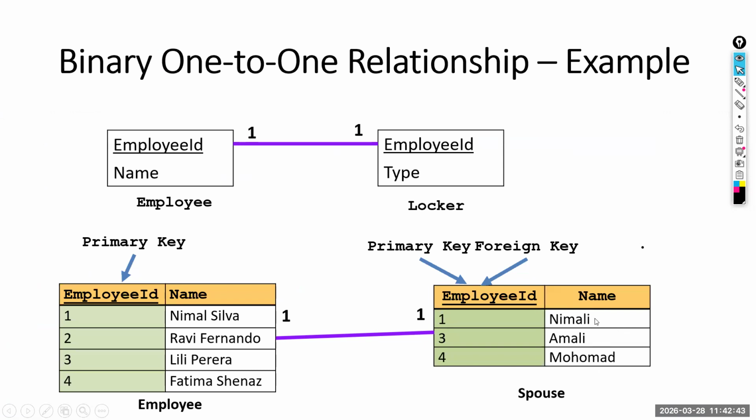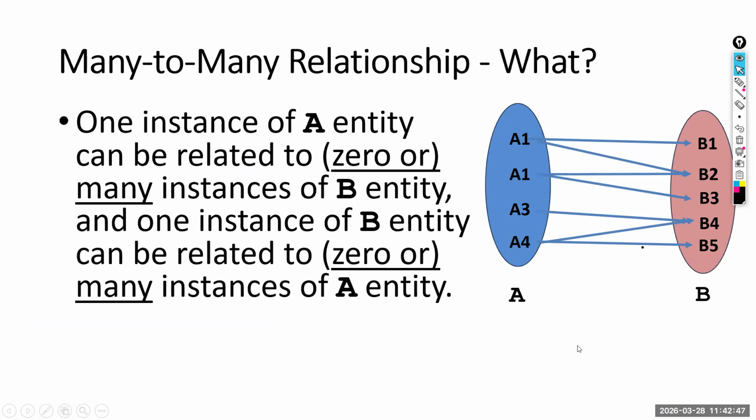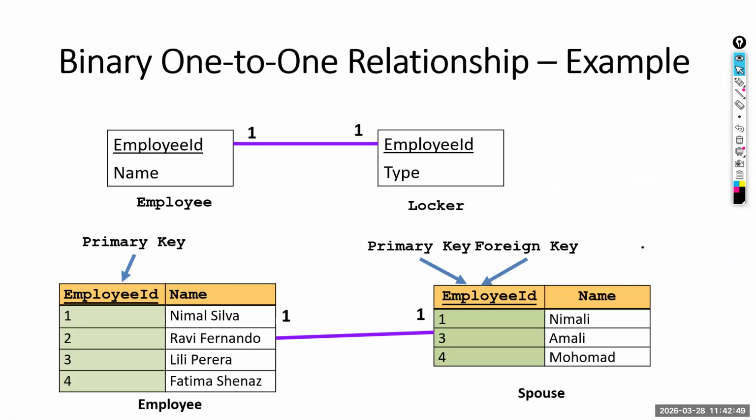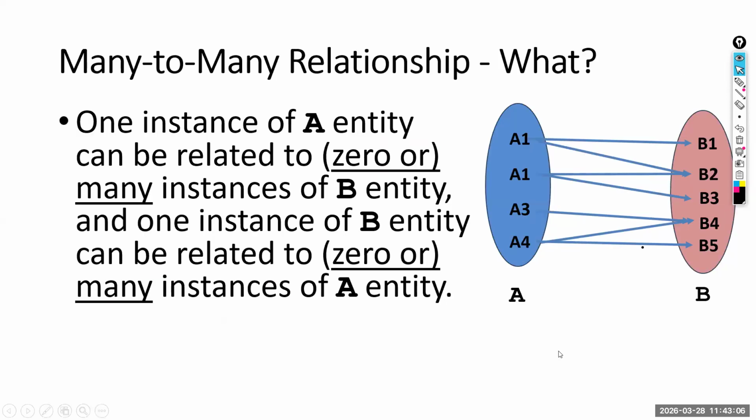Okay. So I just change it to name. Right. So then what about binary one to one? We have discussed binary one to many: add the foreign key to the many side. Binary one to one: add the foreign key to the weak table or weaker table. What about binary many to many?